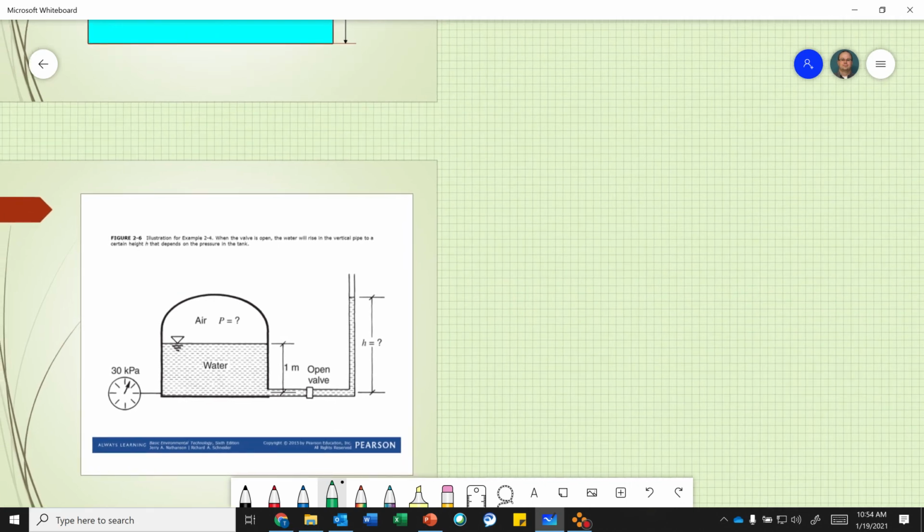Okay, so what is it asking us to find? 1, pressure head at the bottom of the tank. So P, pressure, bottom of pressure head. All right, so you have to make sure you read the question carefully.